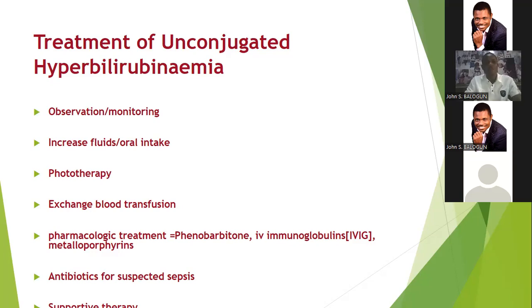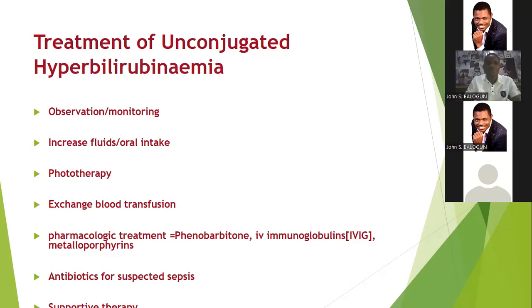Then the third modality of care is that you do phototherapy. So for phototherapy, there's a threshold. Like I told you, there's a nomogram in which you plot, and then that nomogram will tell you, okay, this is the treatment that is required. Observe, monitor, or do phototherapy, or do exchange blood transfusion, which is the fourth thing, exchange blood transfusion.